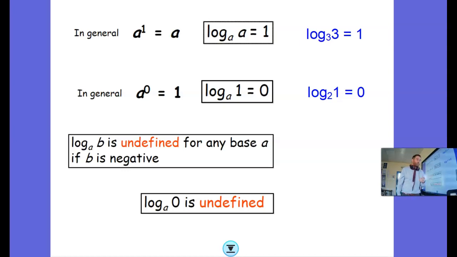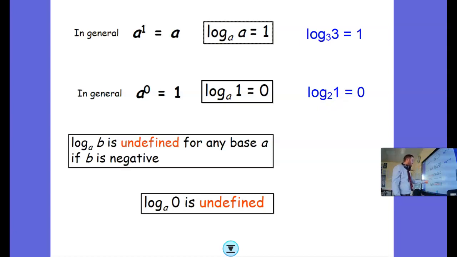And therefore, whenever you have log base anything of 1, we get 0. So it doesn't matter what the base is. If we're finding the logarithm of 1, it's going to be 0, because anything to the power of 0 equals 1. So if you ever see, for example, log base 2 of 1, the answer is going to be 0.